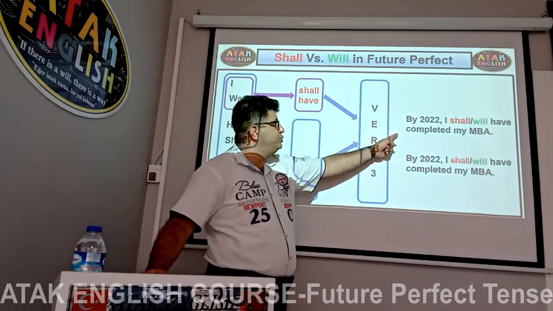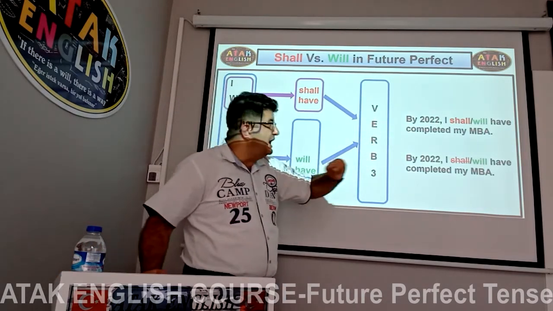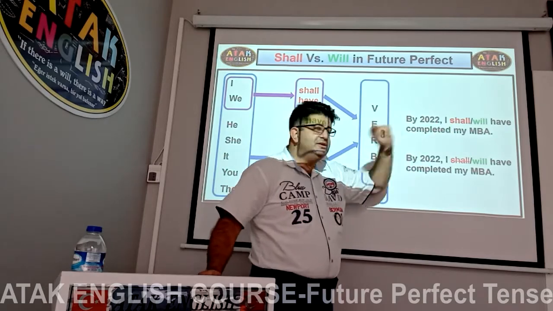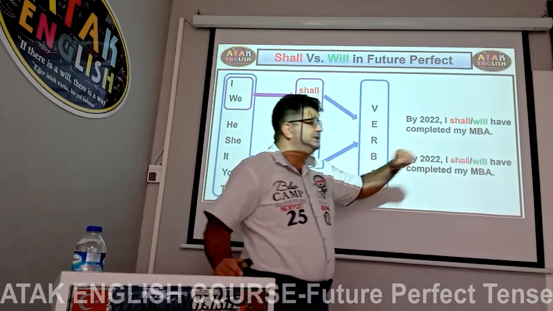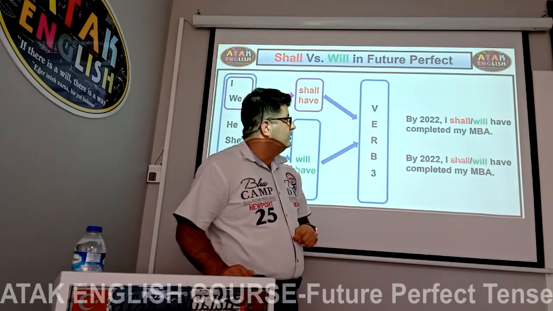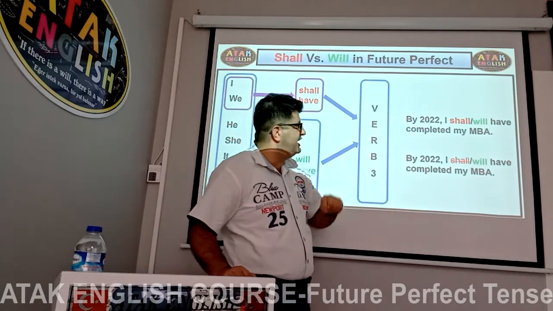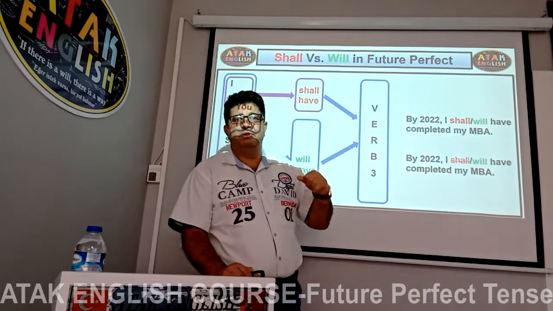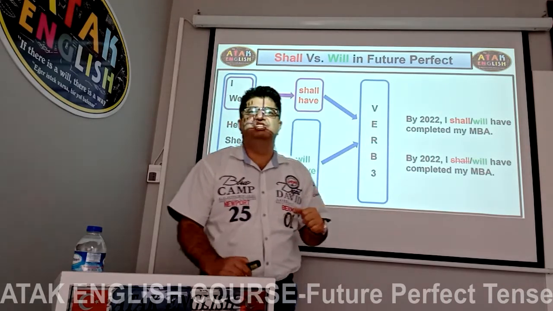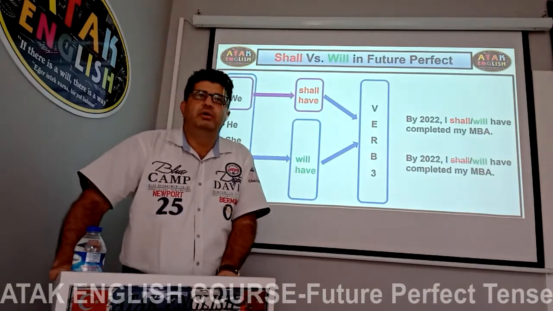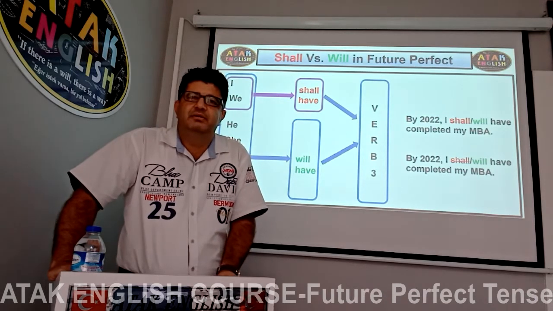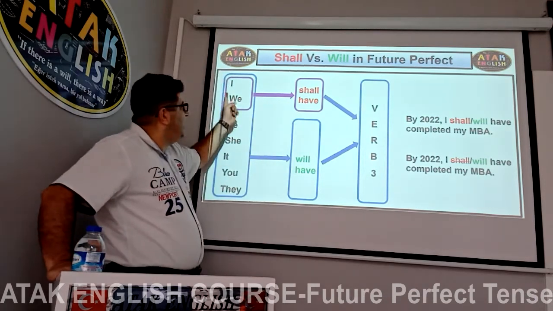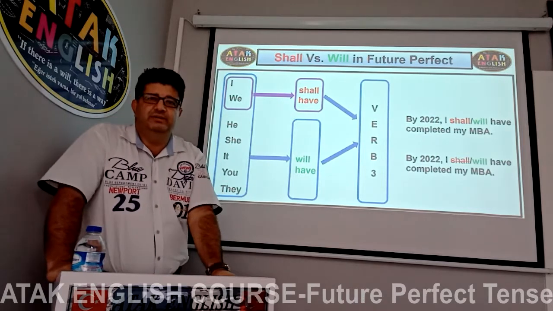By 2020, you can say I shall have completed my MBA. You can say also I will have completed my MBA. But here by 2020, for example, you cannot say he shall or they shall. All right? Shall is used with I and we.